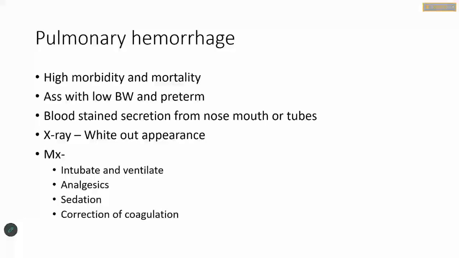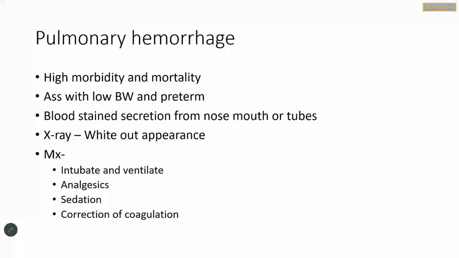We can diagnose the condition clinically, but if you want to confirm, we can do the X-ray. We can see the whiteout appearance, because when there is fluid or blood, it will be shown as a whitish area in the X-ray. So by doing the X-ray, we can diagnose pulmonary hemorrhage.